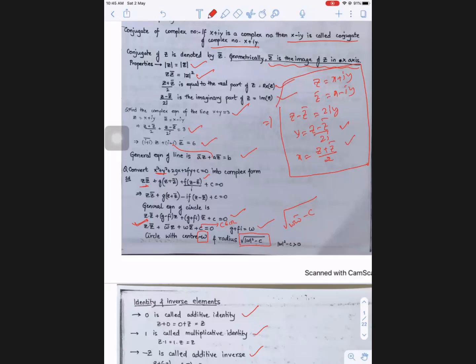So we'll substitute it. For example, here I take the line equation x plus y equal to 3. By substituting, it comes out like this: (1 minus i) z plus (1 plus i) z bar equal to 6. So like this, the general equation of a line comes in the form of a bar z plus a z bar equal to b.